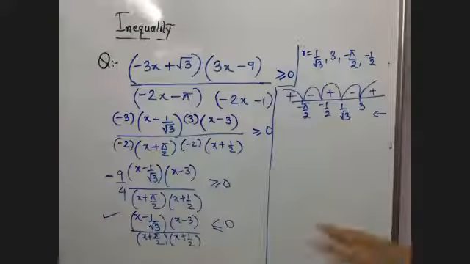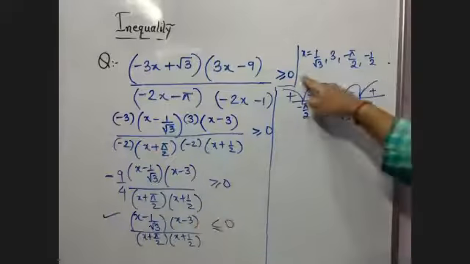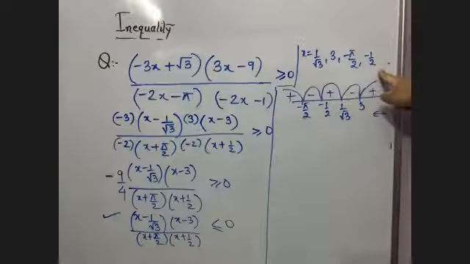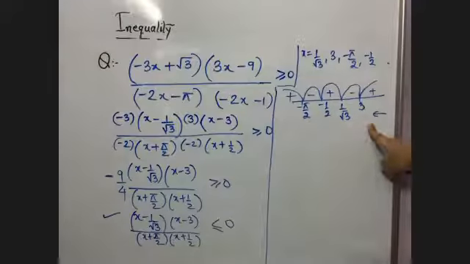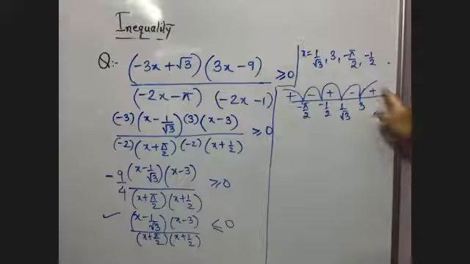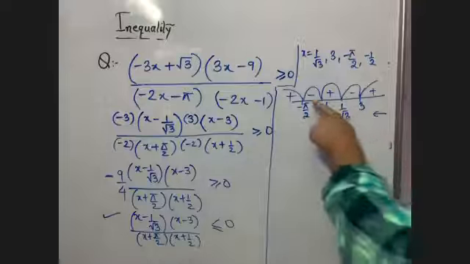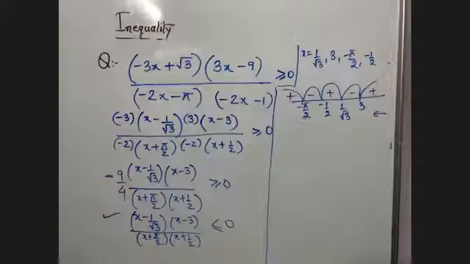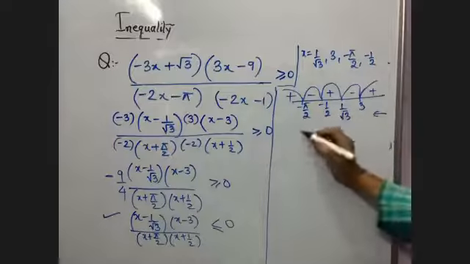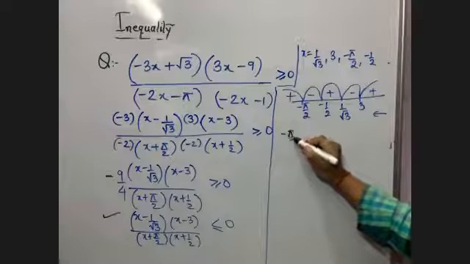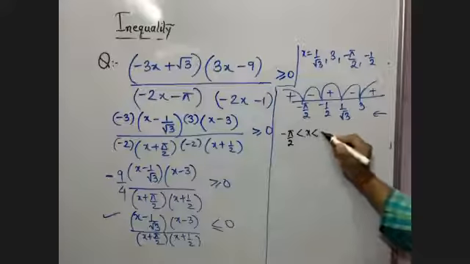Again, I'm repeating this. Put everything equal to 0. I'm getting the values of x: 1 by root 3, 3, minus pi by 2, minus half. Arrange them in ascending order. Plot the diagram like this. Right to left, plus, minus, plus, minus, plus. Now, what we wanted is less than 0, meaning negative. Negative is here and negative is here, beta. Now I am going to write my answer.